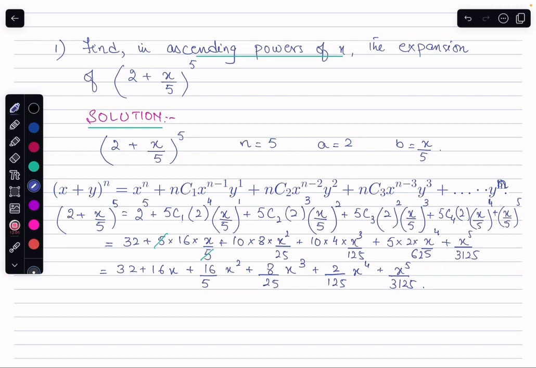So this is how useful binomial theorem is, when we have to expand the terms in which a is having a value other than 1, and then we have a second term also, which is in this case 2 and an x by 5. This shall be giving us the complete answer for this question.